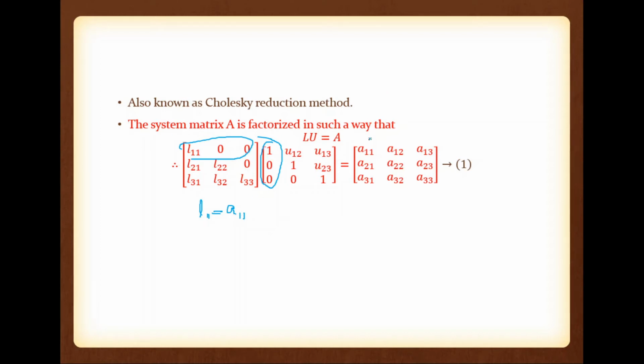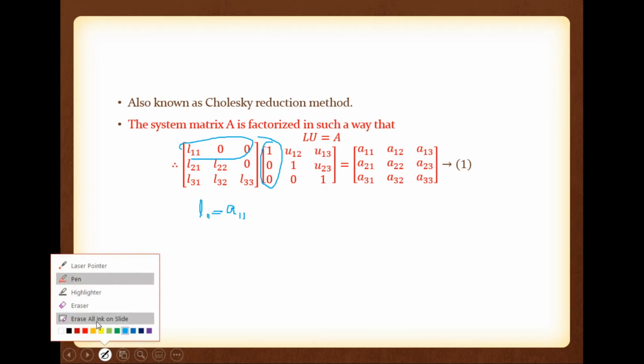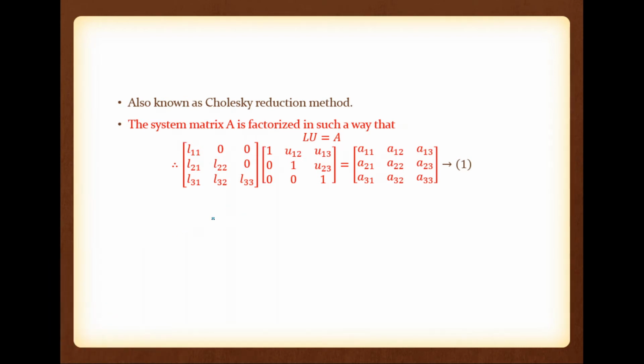Now through this first column, what is the second element? A21. A21 means the second row of L and the first column of U. So this one into this one: L21 into 1 plus L22 into 0 plus 0 into 0, that is equal to A21. So please note, L21 is equal to A21, right?